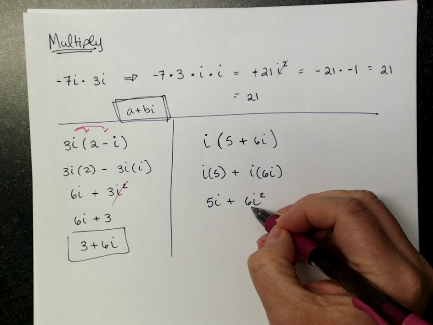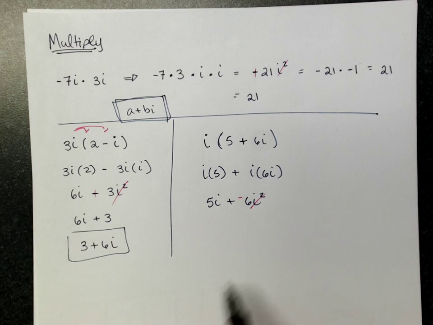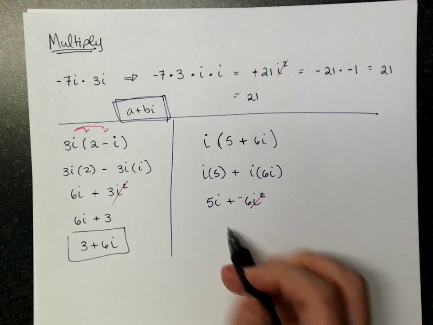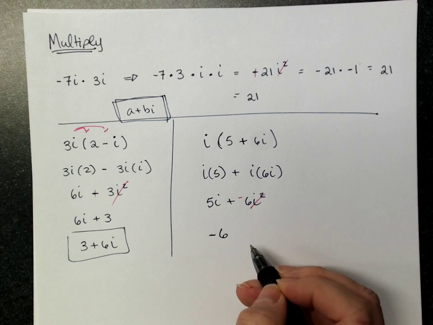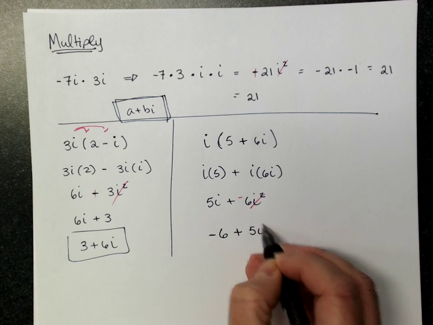So that cancels out to negative 1, so I cancel it out and throw a negative out front. And so the I squared's gone, I'm left with a negative 6. That gets written first. That's my A, my pure real. And then that's a positive 5i, so plus 5i.